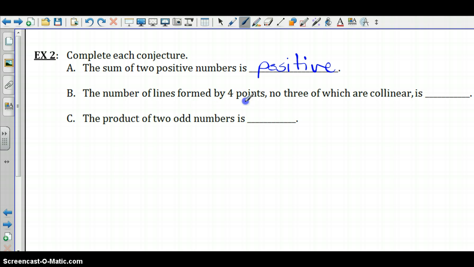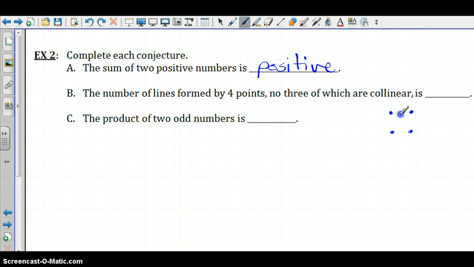The number of lines formed by 4 points, no 3 of which are collinear, is, well, we need to understand the situation a little bit. So let's show what this would look like. 4 points where no 3 of them are collinear. So we can't put the next one here or here. We'd have to put the third one somewhere else. The fourth one can't be in line with either of these two, so it's somewhere else. So some kind of 4 points in some quadrilateral pattern.